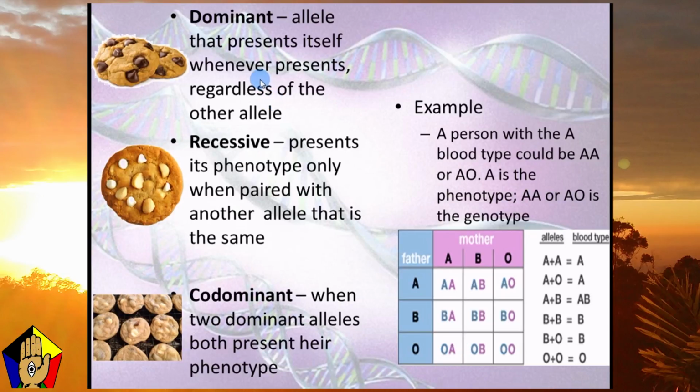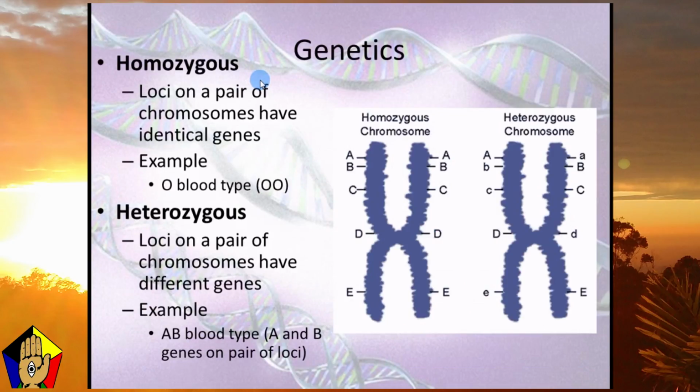So dominant means what is more powerful, the one that's going to show if it's present. Recessive means it only shows if there's nothing dominant present. And then codominant means they both show at the same time. Okay. Two more terms, homozygous and heterozygous.